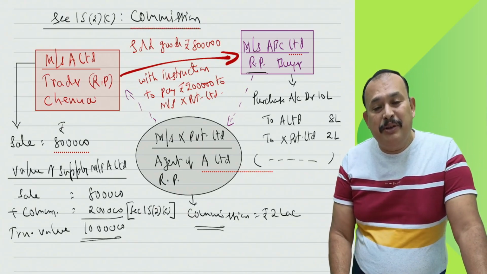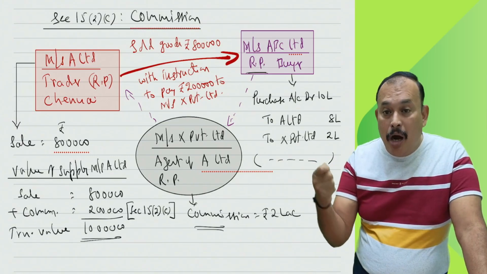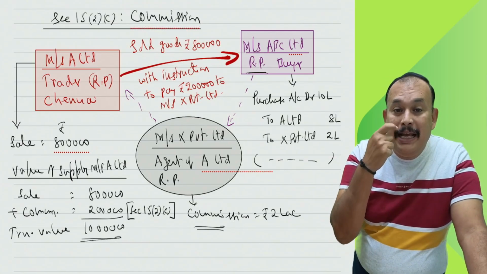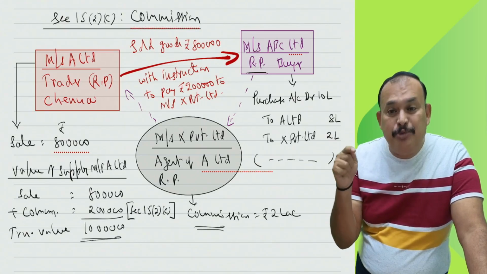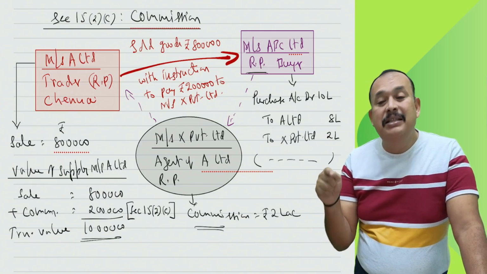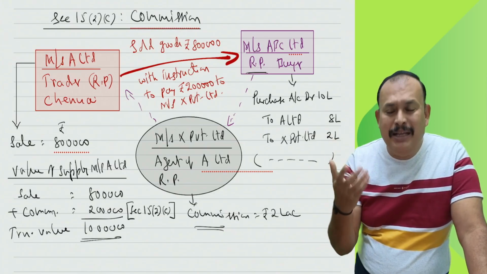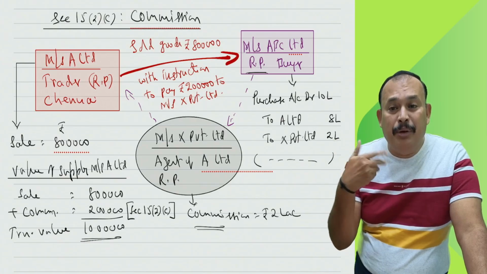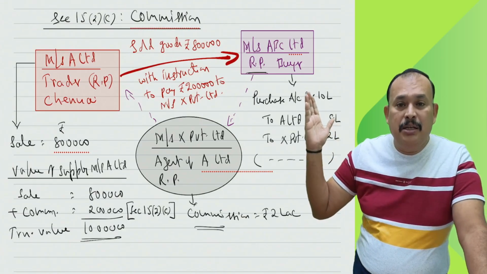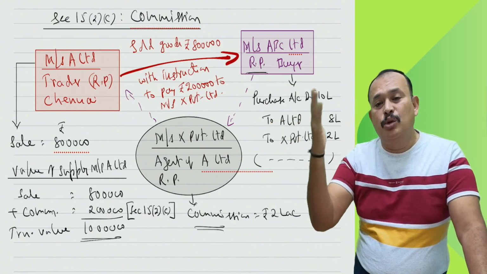Because X Private Limited is an agent of A Limited, procuring the orders and informing A Limited to sell the goods. So A Limited appointed X Private Limited as its commission agent to get the orders. X Private Limited is getting the orders from the buyers and informing A Limited: "Hey A Limited, one ABC Limited, a registered person, wants your goods. Can you sell the goods?" So A Limited directly sold the goods to ABC Limited.